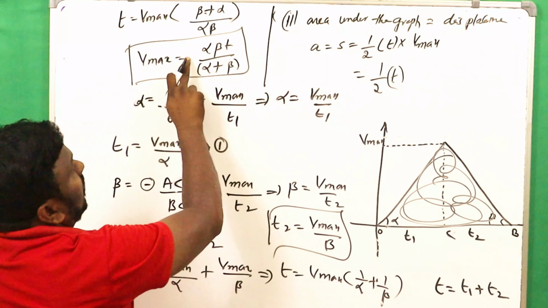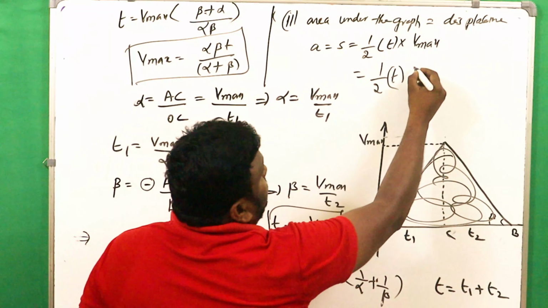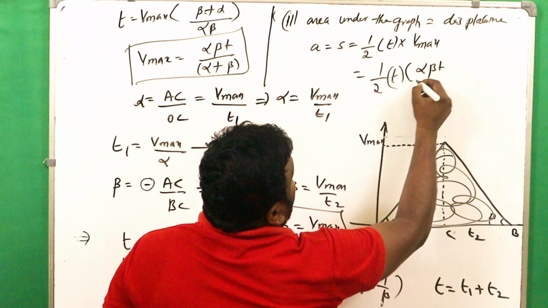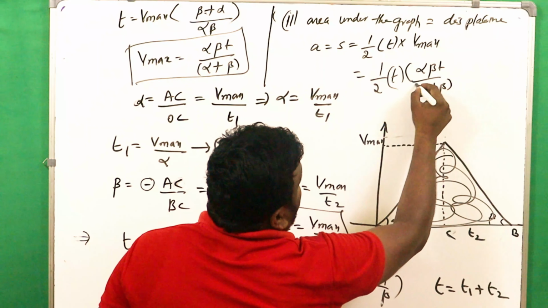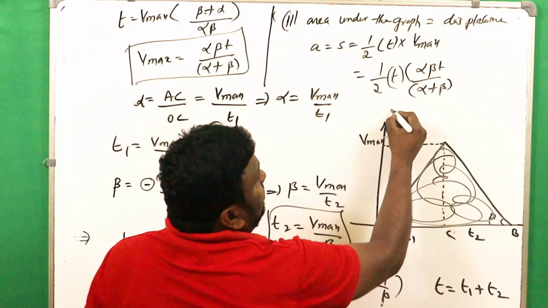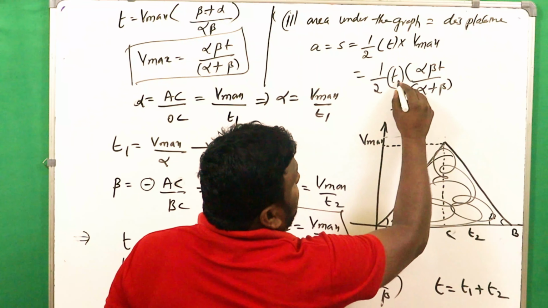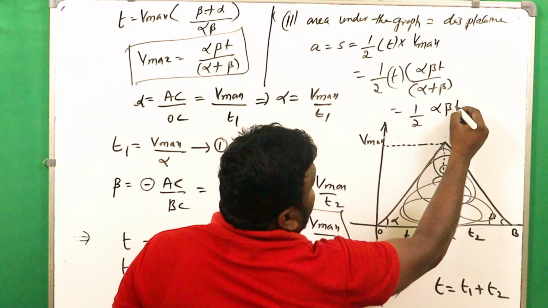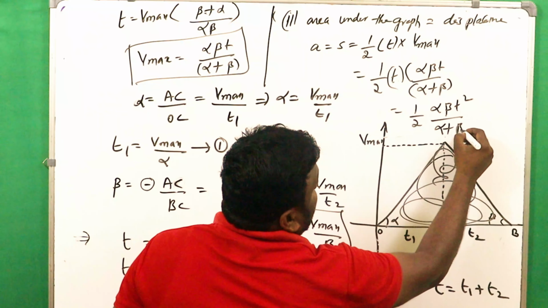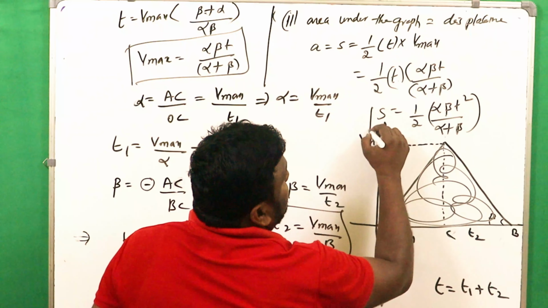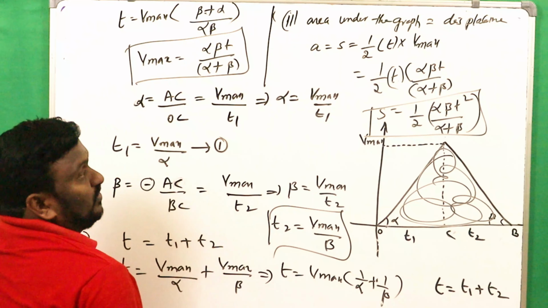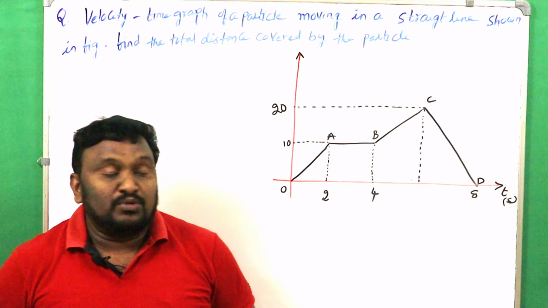We already derived the expression for V maximum: it is alpha beta by alpha plus beta. Then what you get here is 1 by 2 into T square, alpha beta T square by alpha plus beta. This is the displacement covered. Let's see another model.